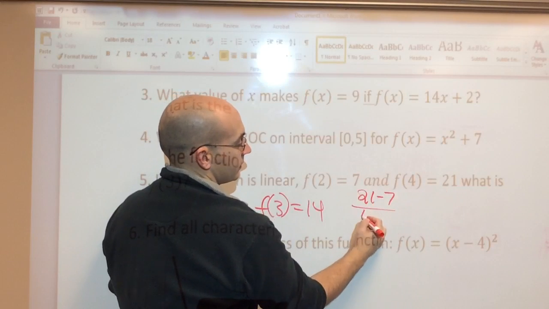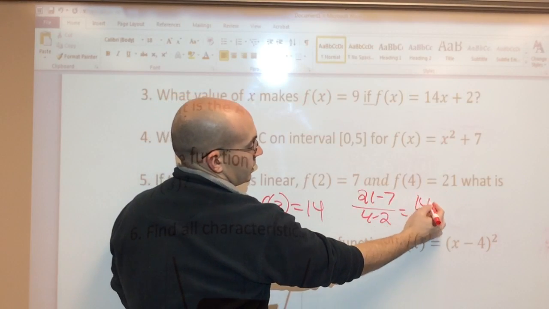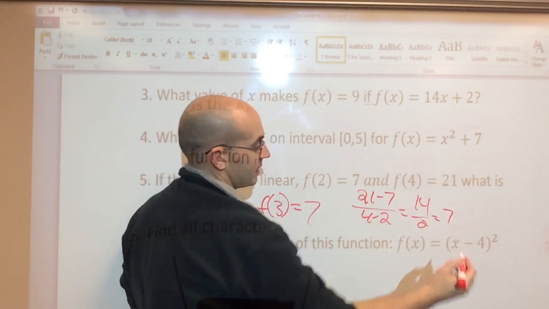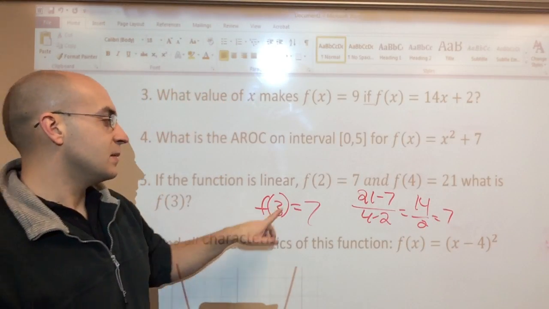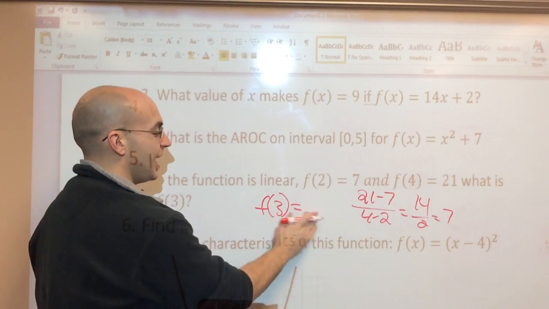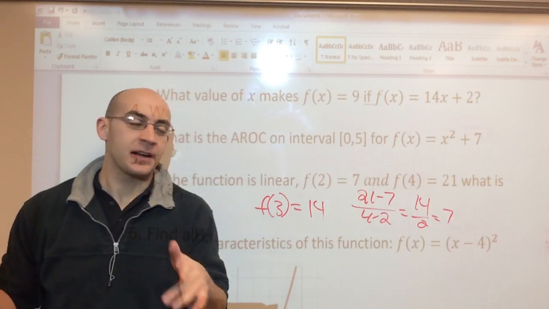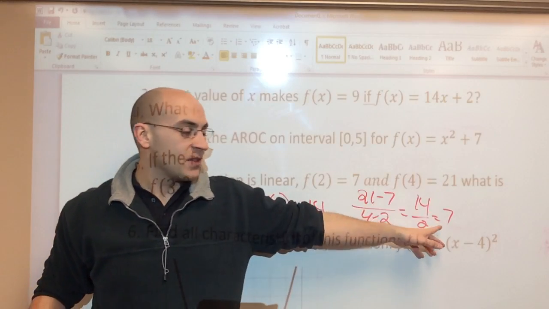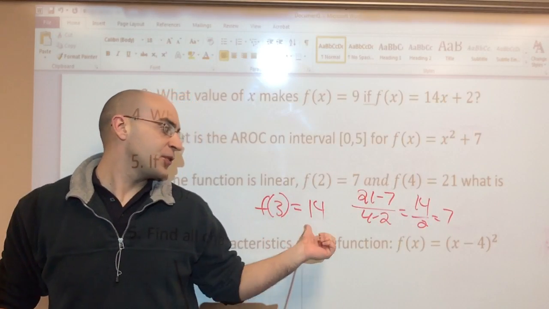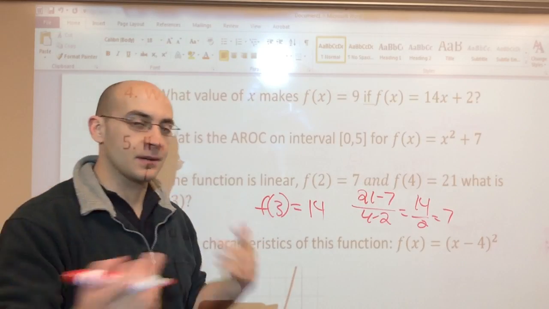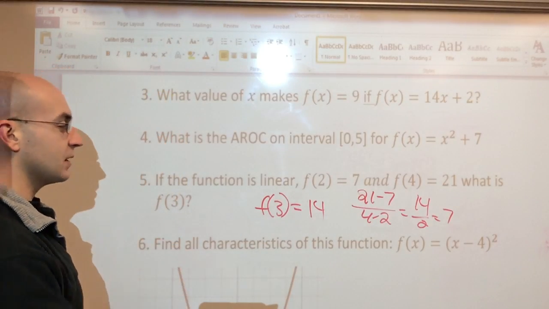21 minus 7 over 4 minus 2 is 14 over 2, which gives me... I knew I was going to make that mistake. So the slope is 7, but f of 3 is 14 because the slope is 7. That's confusing, sorry. The slope of the line is 7, but f of 3 is 14 because f of 2 is already 7. I kind of figured I was going to make that mistake, but I'm glad we did that so we could learn it together.